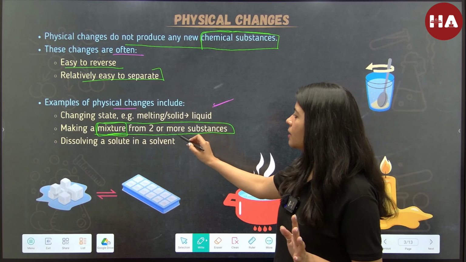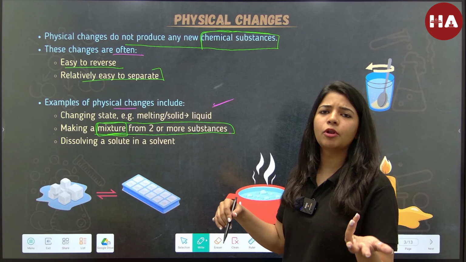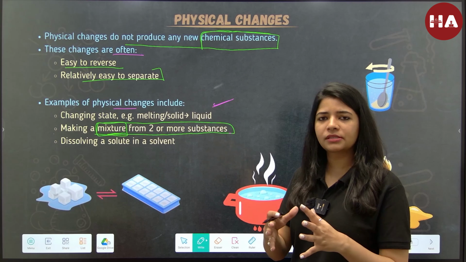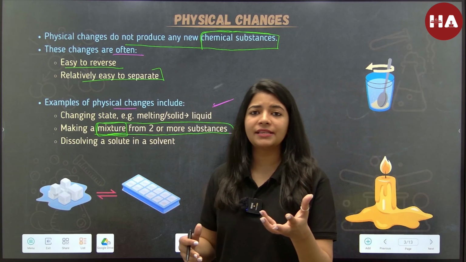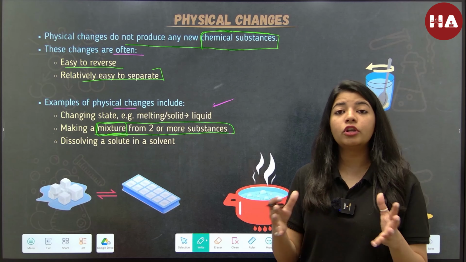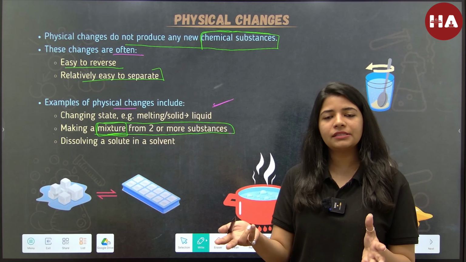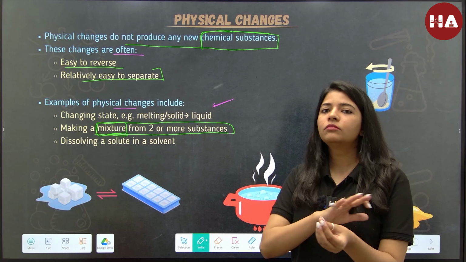So, a mixture of two or more substances is an example of a physical change, because if you mix, for example, rice and stones or pebbles, then you can separate them, right, and no new chemical substance is formed. It is just a mixture. Two different entities are added to get nothing new.